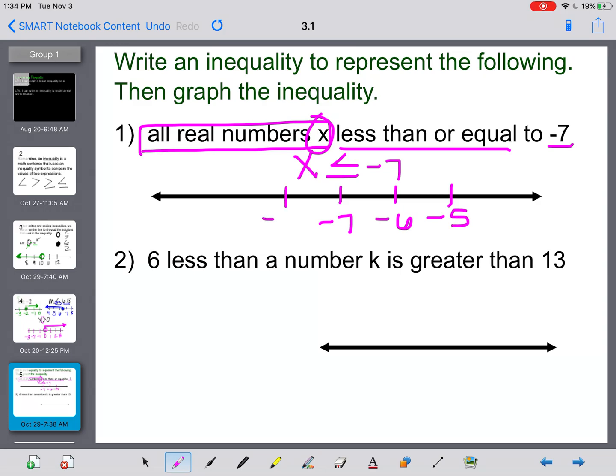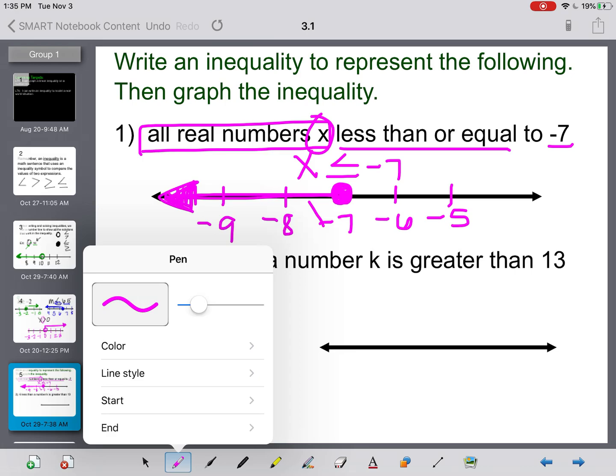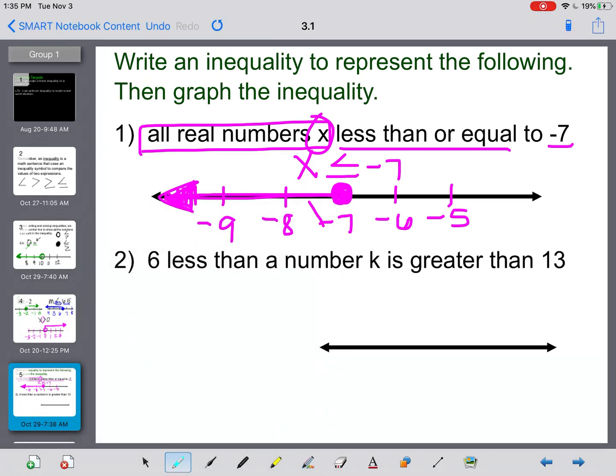That means on my number line, I'm going to put a -7, -6, -5, -8, -9. Then because it says less than or equal to, that means I need a closed circle at -7. My variable's on the less than side, so I need to shade everything that is less than -7.